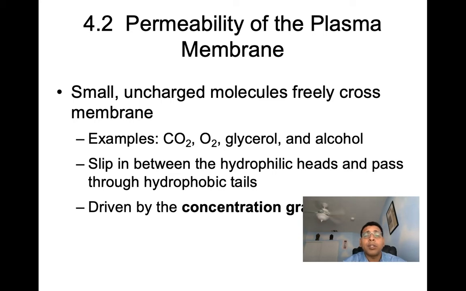And these few examples you see here are said to go down their concentration gradients. They are said to go down their concentration gradients when they move from an area where their concentration is higher in quantity compared to an area where their concentration is lower in quantity. So they are driven by their concentration gradient. They move from areas of high quantity to areas of low quantity.